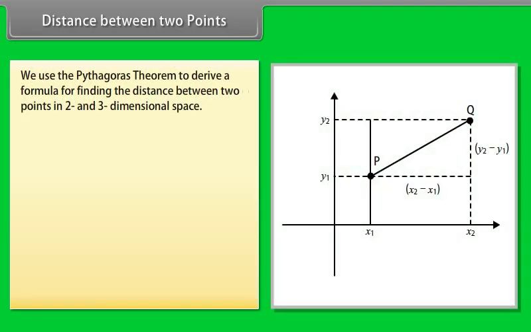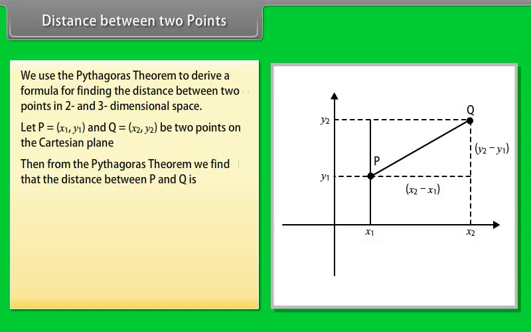Distance between two points. We use the Pythagoras theorem to derive a formula for finding the distance between two points in 2 and 3-dimensional space. Let P is equal to x1, y1 and Q is equal to x2, y2 be 2 points on the Cartesian plane as shown in the figure. Then from the Pythagoras theorem, we find that the distance between P and Q is PQ is equal to square root of x2 minus x1 square plus y2 minus y1 square.